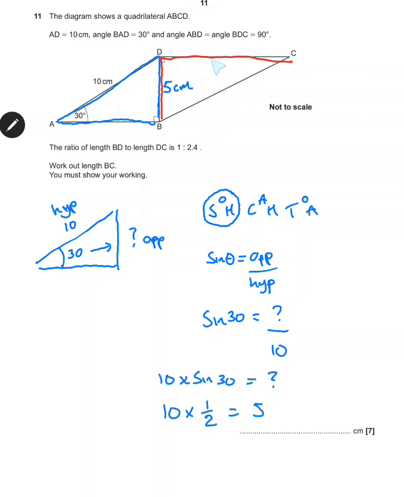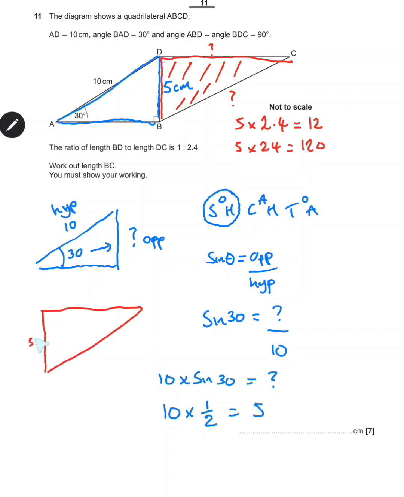So this here is 2.4 times bigger than this 5. So I need to do 5 lots of 2.4. If instead I do 5 times 24, remember non-calculator paper, 5 20s are 100, 5 4s are 20, that would be 120. So this is going to have to be 12, just coming down by a factor of 10. What we've got now is a new triangle to work on, and we're actually looking for BC. So I'm going to draw this triangle down here.